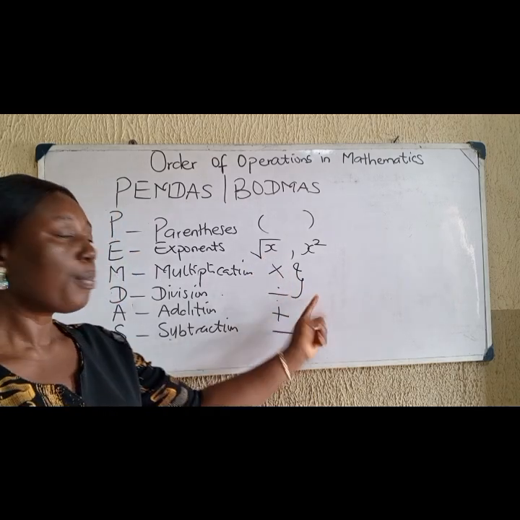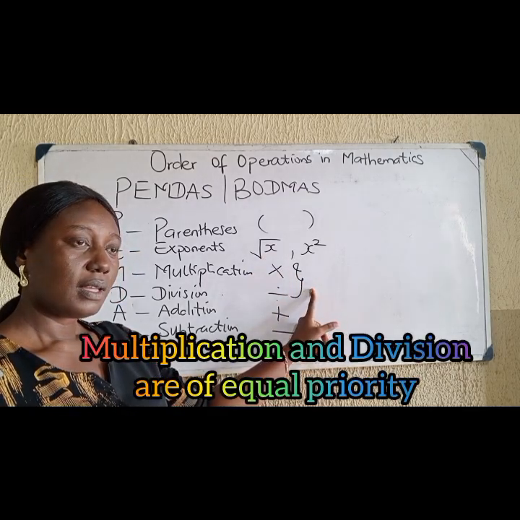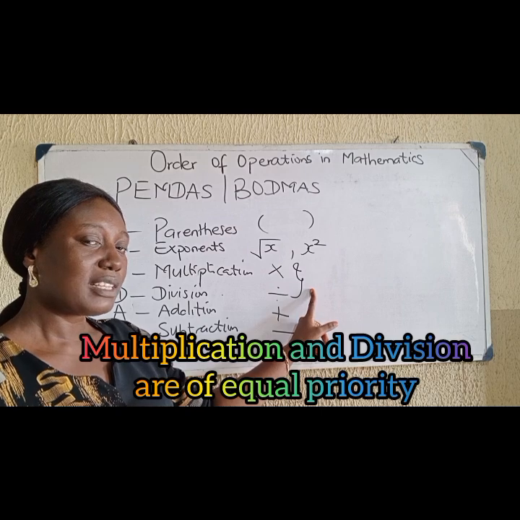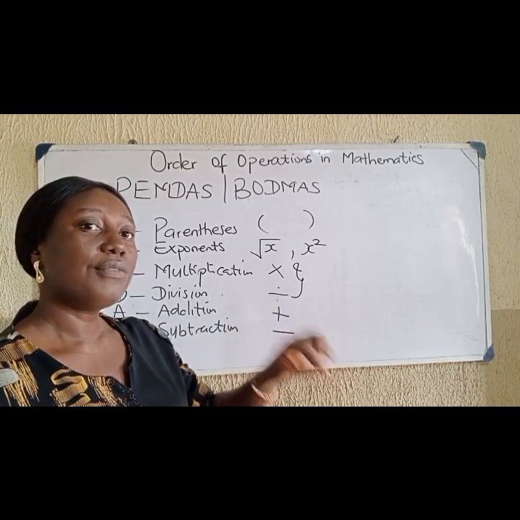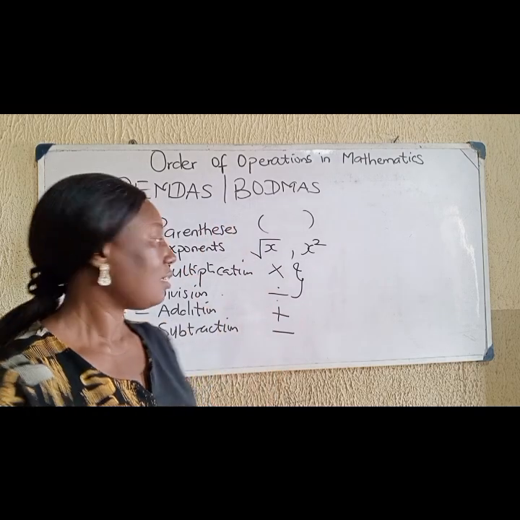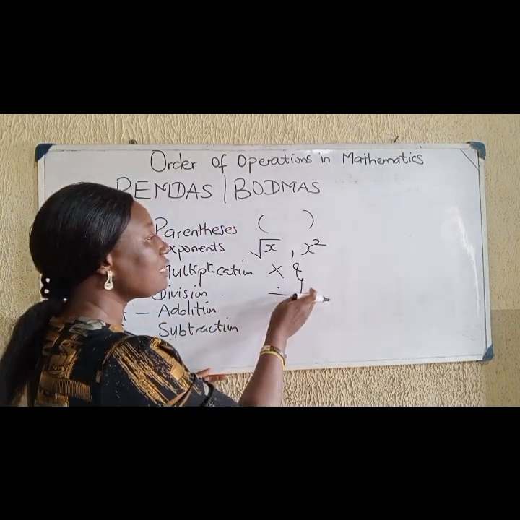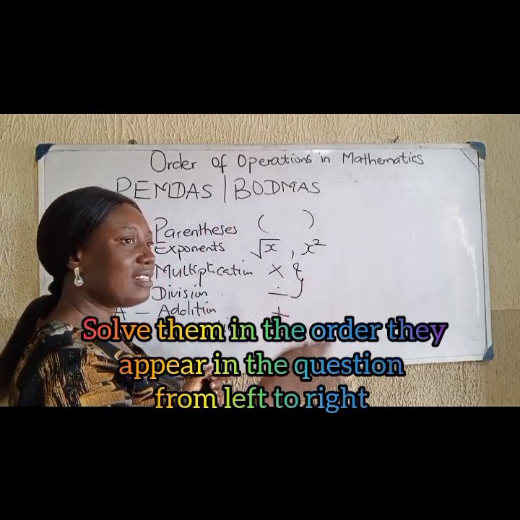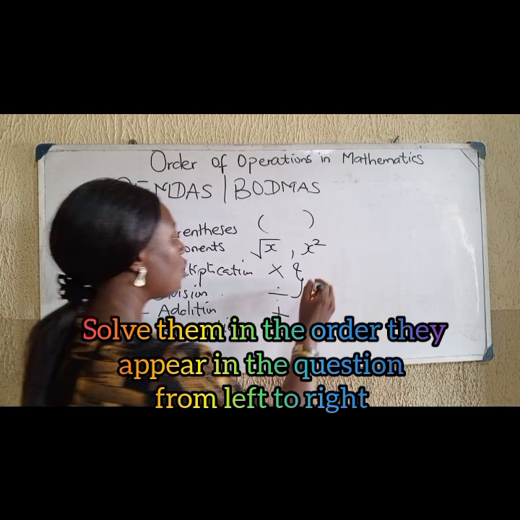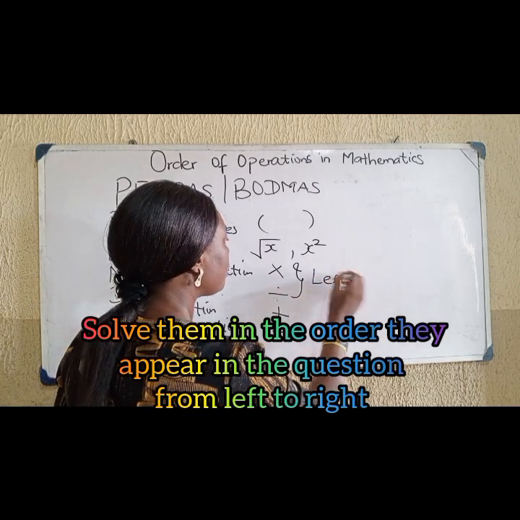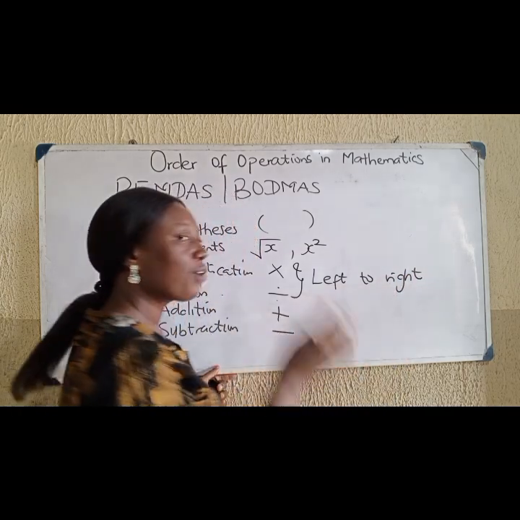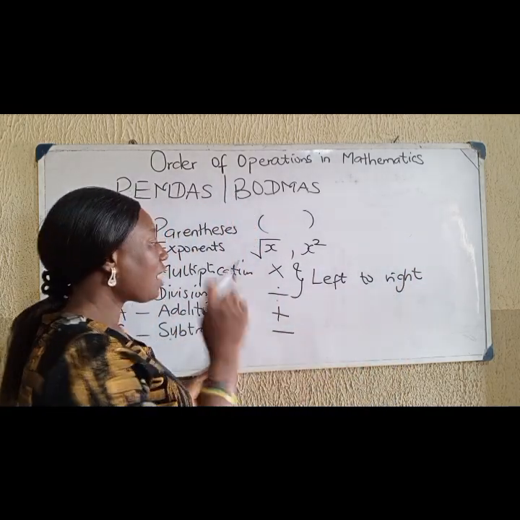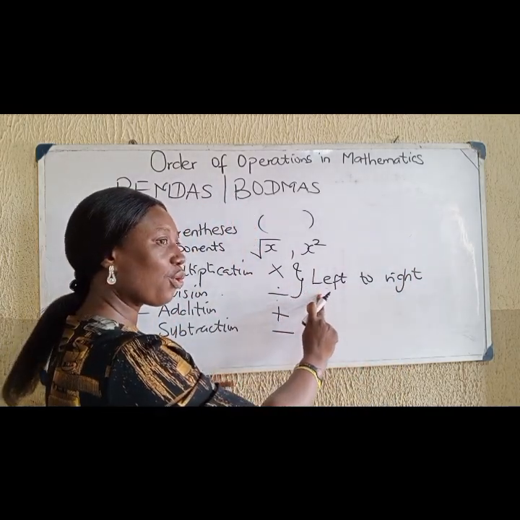Then multiplication and division, these two have equal priority. This is where some students make mistakes. Multiplication and division are of the same priority. So you have to solve them based on how they occur in the question. You have to solve from left to right, on how they occur in the question.